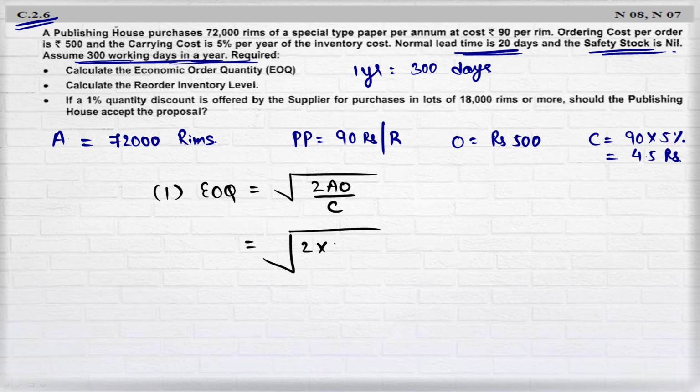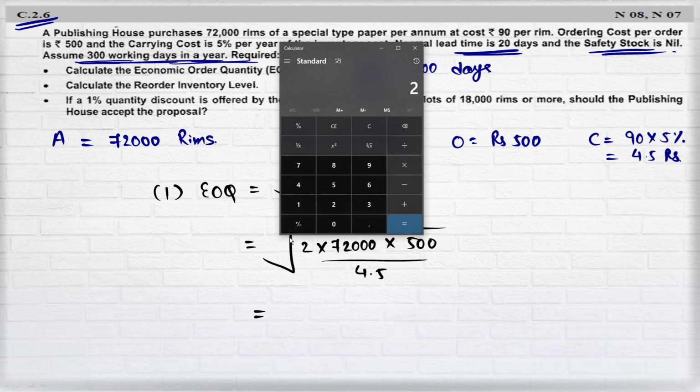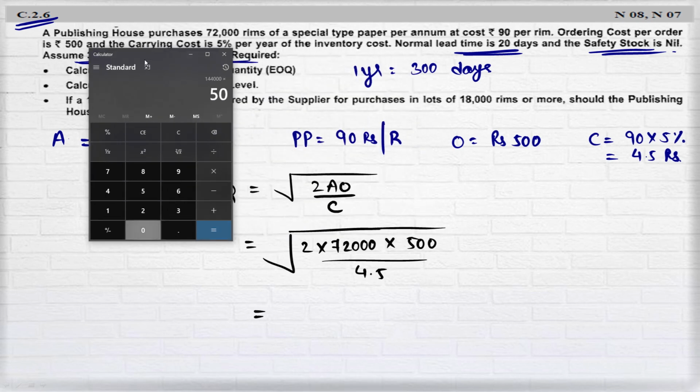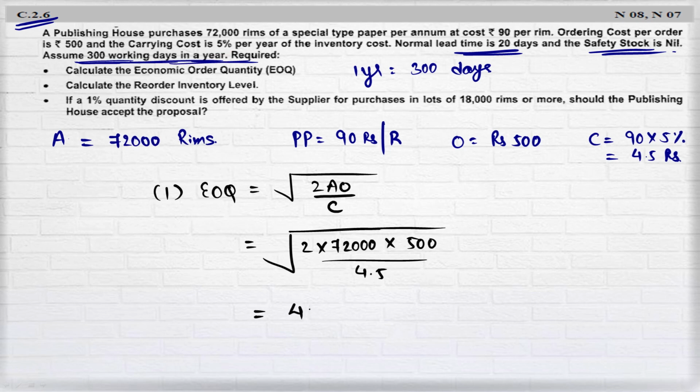Under root, 2 into 72,000 into 500 divided by 4.5 is 4,000. What you will be writing down? Rents. Don't find out the cost if it is not asked.